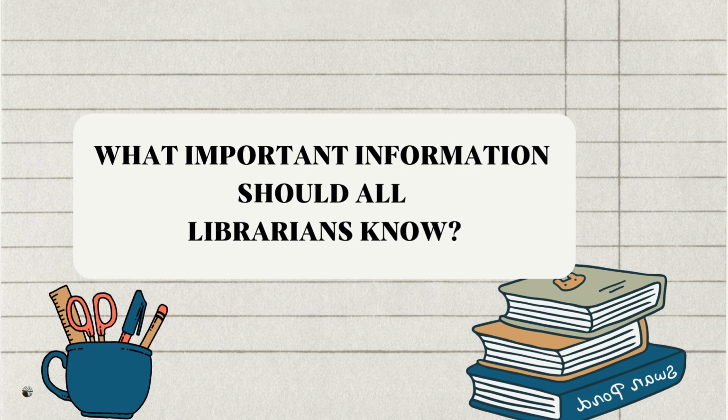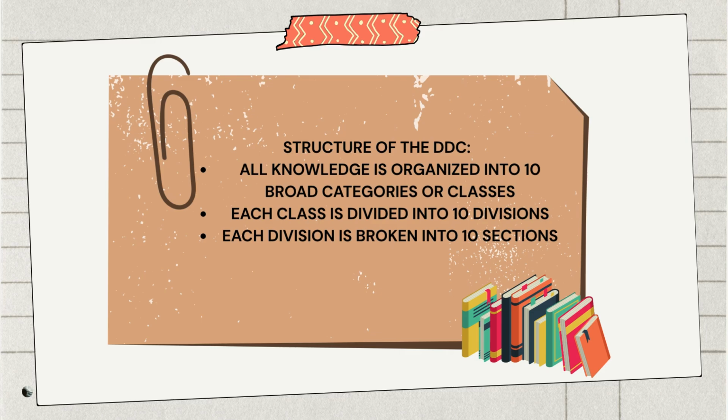What important information should all librarians know? Librarians must understand that books that are cataloged in the DDC are done so first by main class. The main class is represented by the digit in the hundreds place of the class number. The digit in the tens place of the class number is the division within the main class. The third digit in the ones place represents the section.